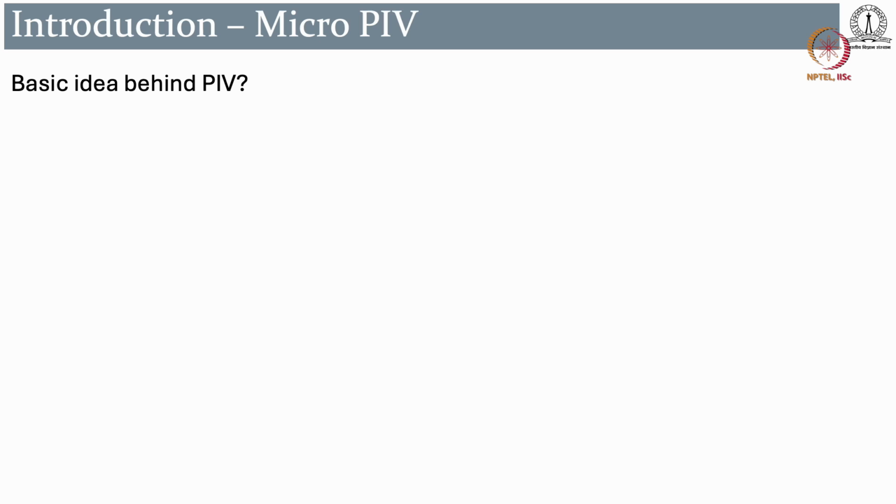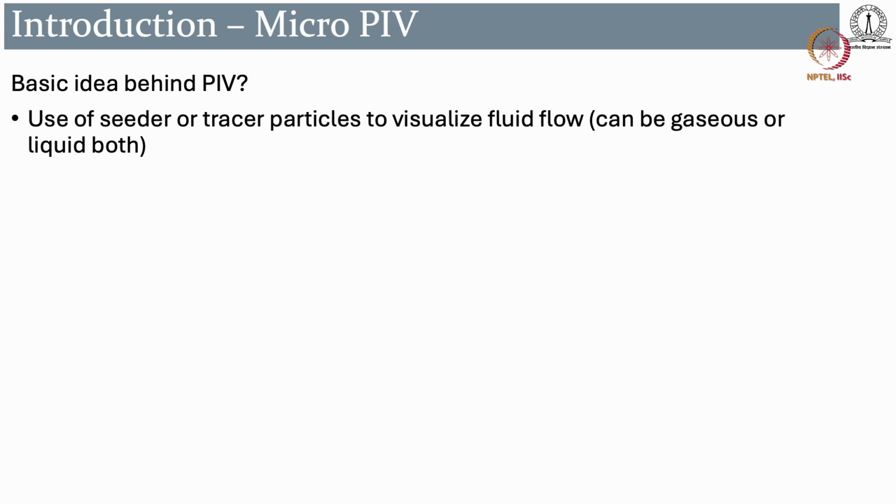So let's talk about the basic idea behind particle image velocimetry in general. To visualize any kind of fluid, the fluid can be gas or liquid, both, we use some kind of seeder particles, also known as tracer particles. We put them inside those fluids, and we assume that all the tracer particles follow the fluid faithfully.